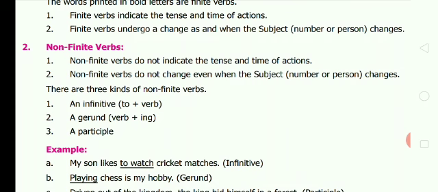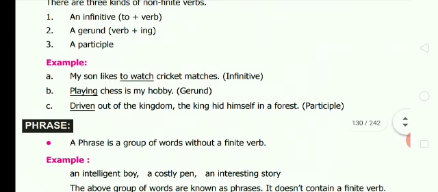Third one, a participle. Example, if you see, you will understand. My son likes to watch cricket matches. This is infinitive. To plus verb. To plus watch. Second one, playing chess is my hobby. It is gerund. Play plus ing, playing. C. Driven out of the kingdom, the king hid himself in a forest. This is verb 3, that is participle, driven.